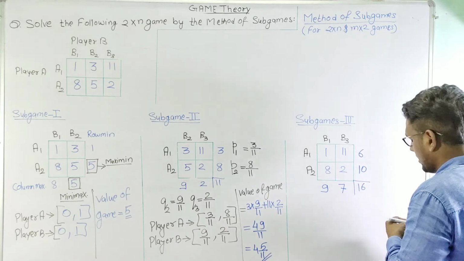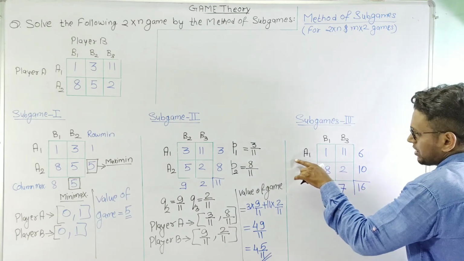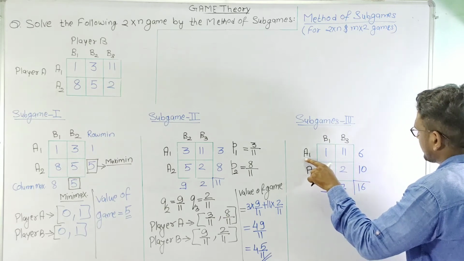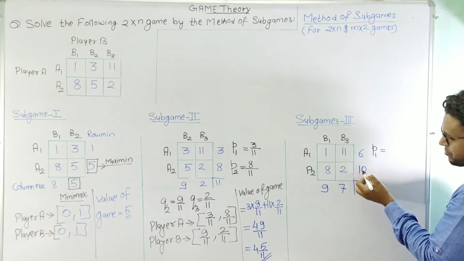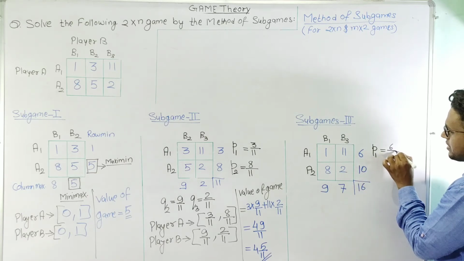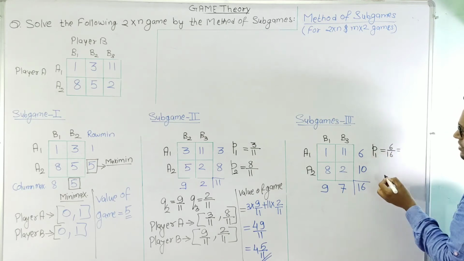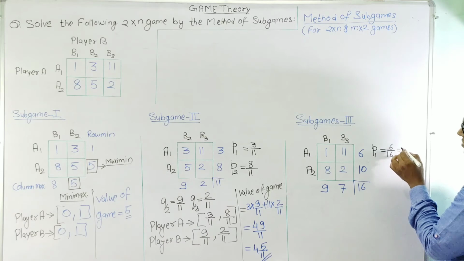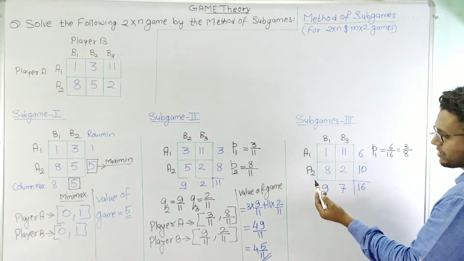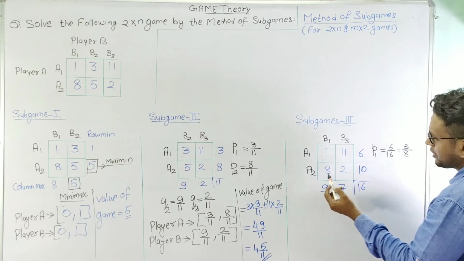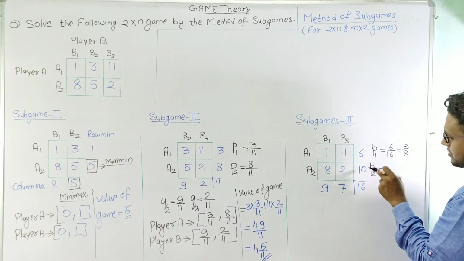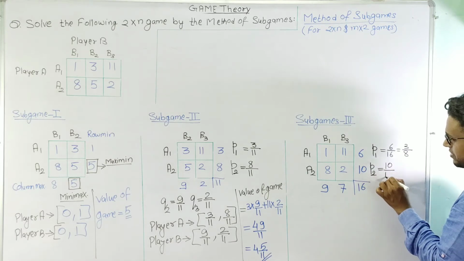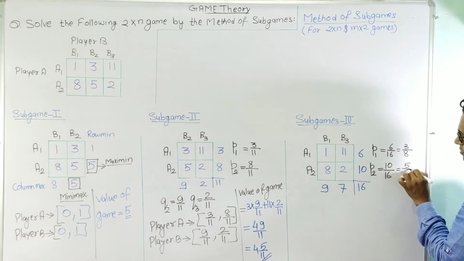Now let us see. Let the probability of player A playing strategy A1 be P1, which is equal to 6 divided by 6 plus 10, which is 16, or we can say that this is equal to 3 by 8. Similarly, let us assume the probability of player A playing strategy A2 is P2, and this is equal to 10 divided by 10 plus 6, which is 16, or we can write here 5 by 8.